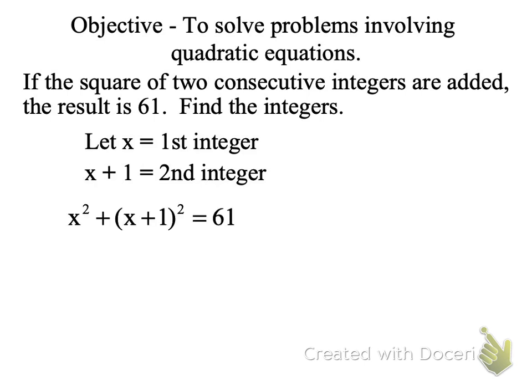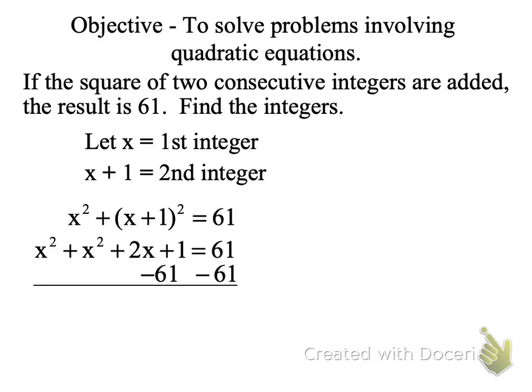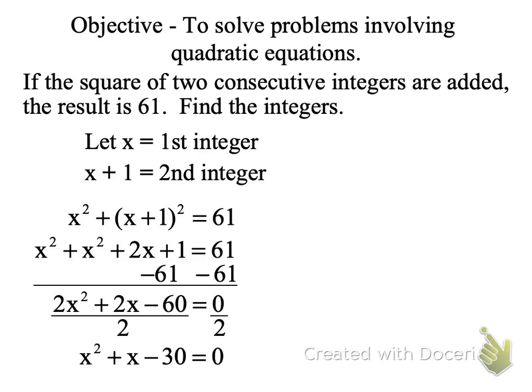When I subtract 61 from both sides, what do we get? Negative 60. It's 2x plus 2x. 2x squared plus 2x minus 60 is 0. Next step, we can factor or we can divide a 2 out. Do we need the 2 to be dangling on the side? No. So let's just divide a 2 from all terms. And we get x squared plus x minus 30.